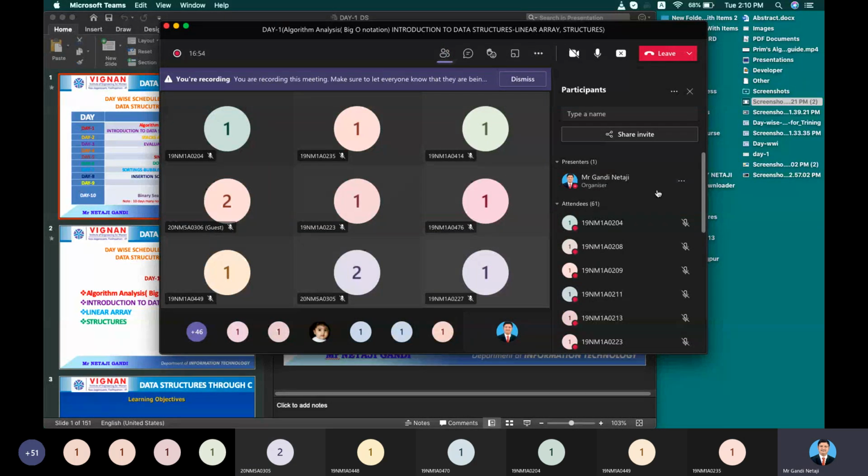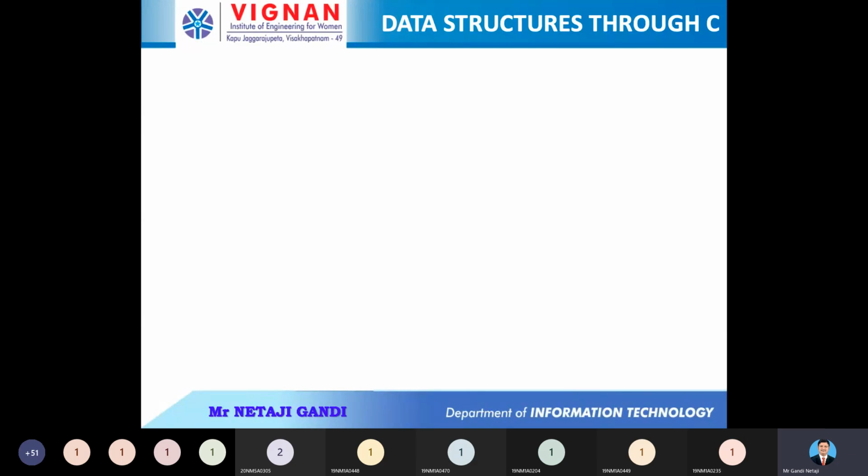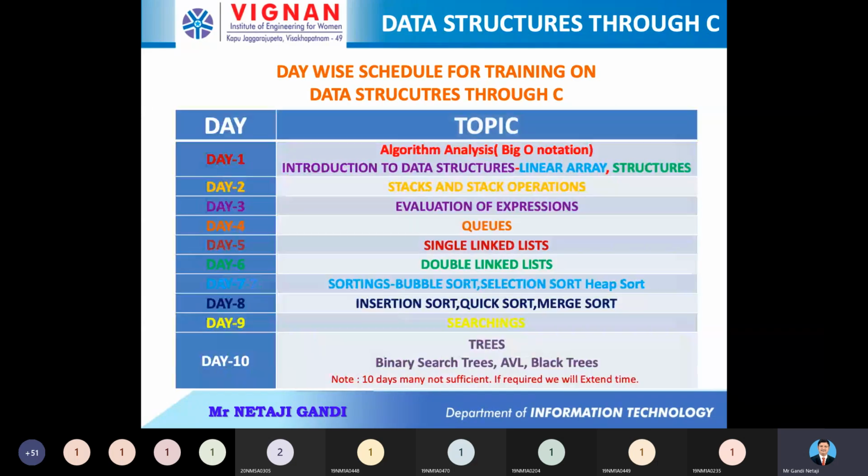So coming to this one, these are the overall syllabus structure for this entire 10 days program. 10 days is not enough to discuss data structures using C++. If you have more time, 10 days is not sufficient to discuss all the concepts, so I will take extra classes also.